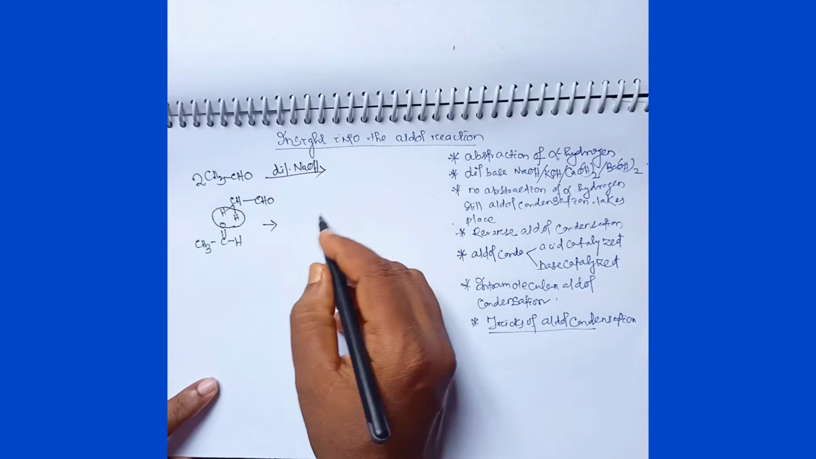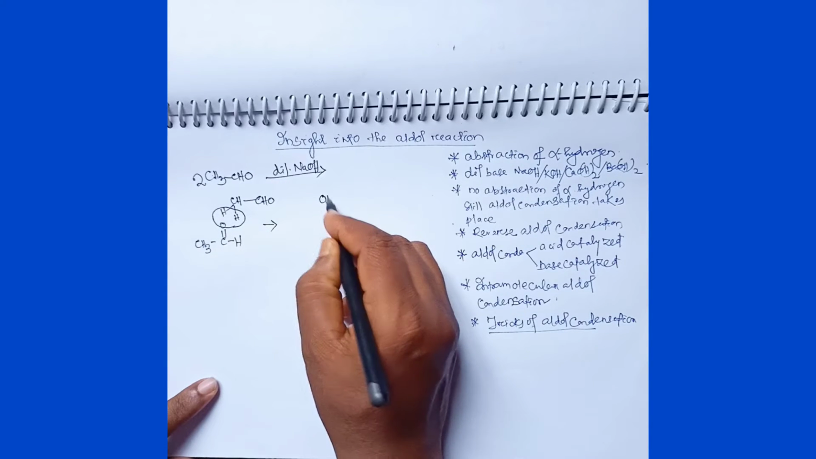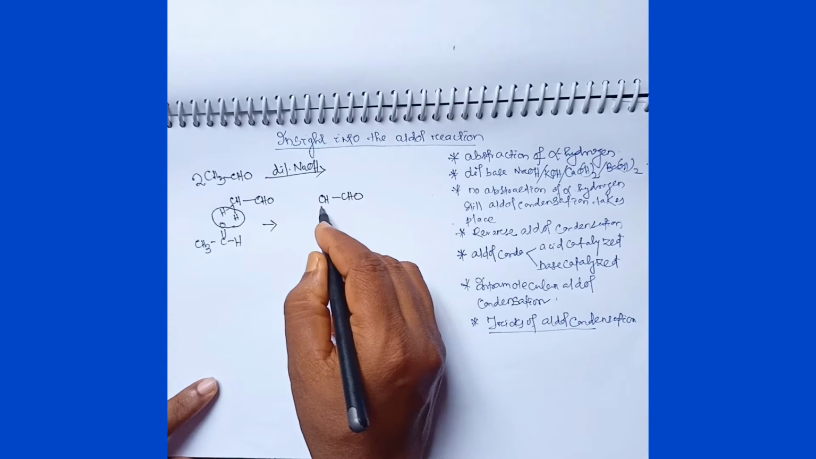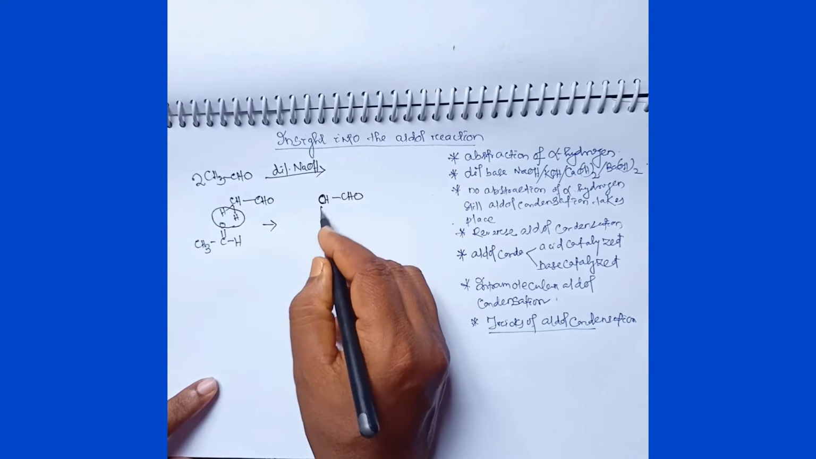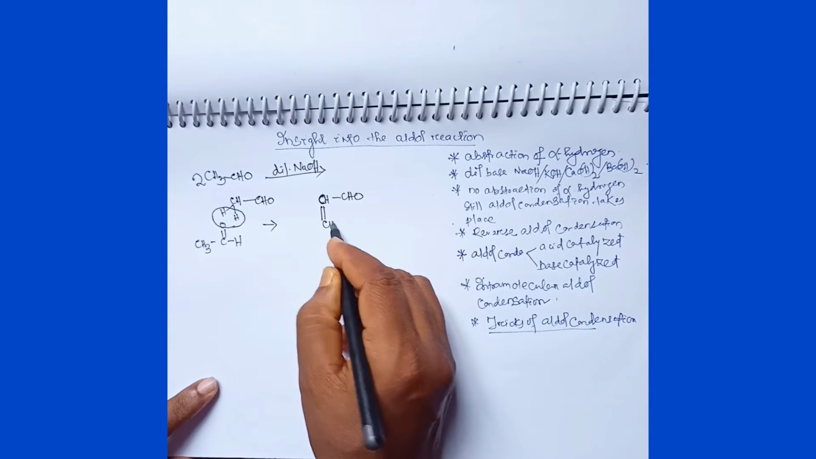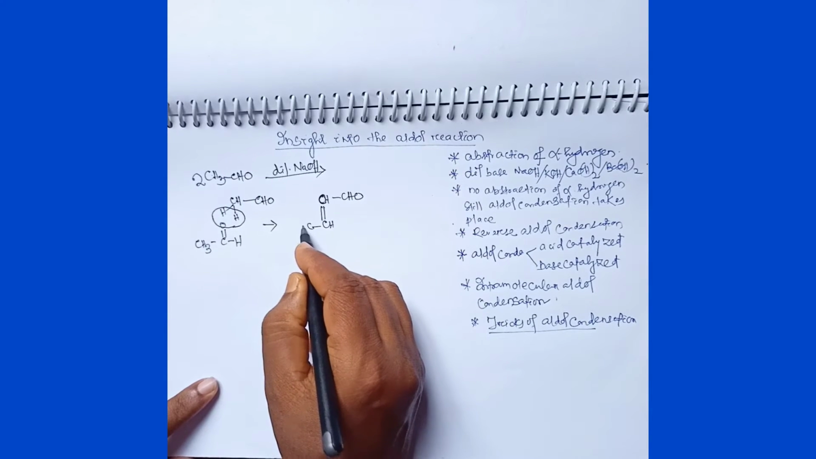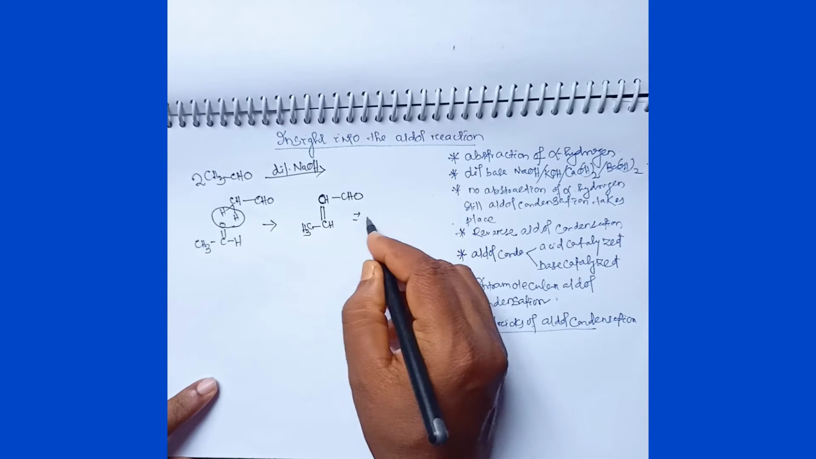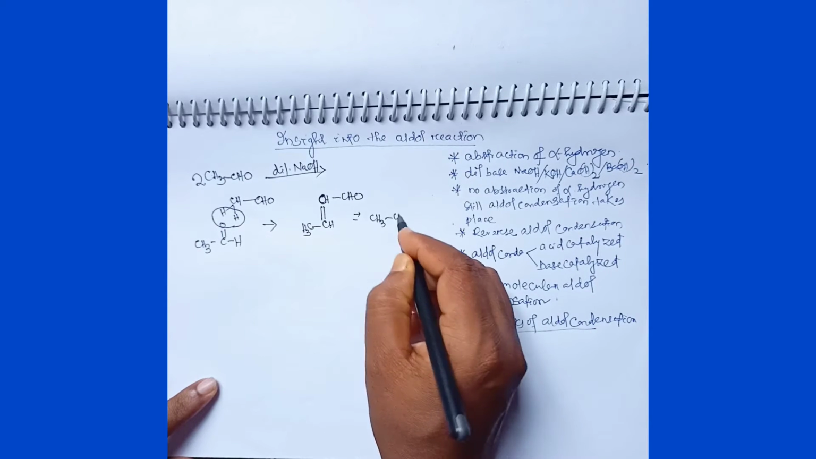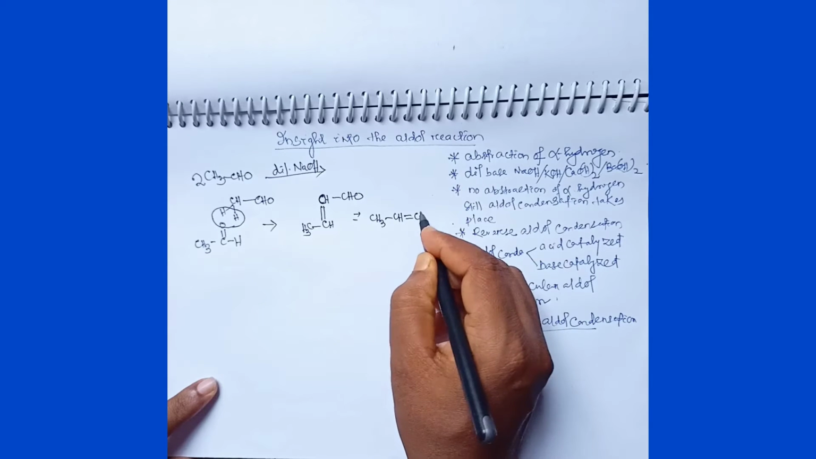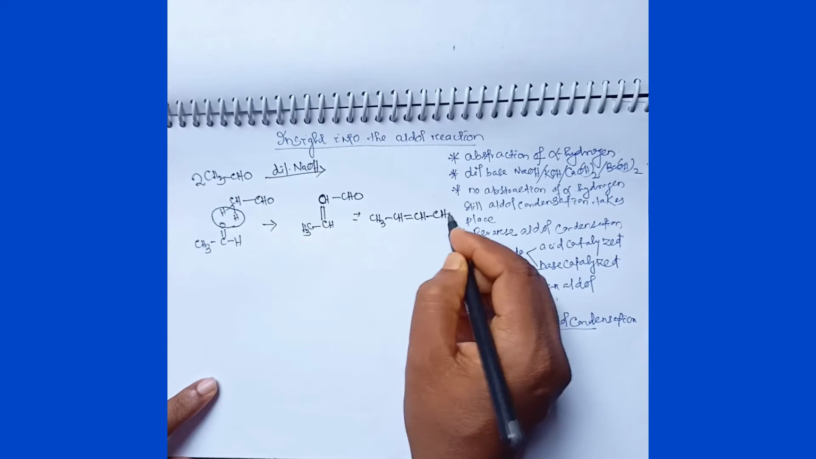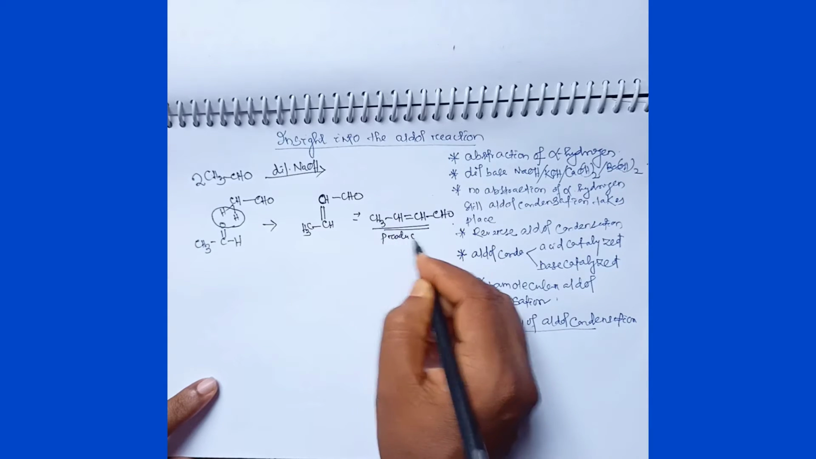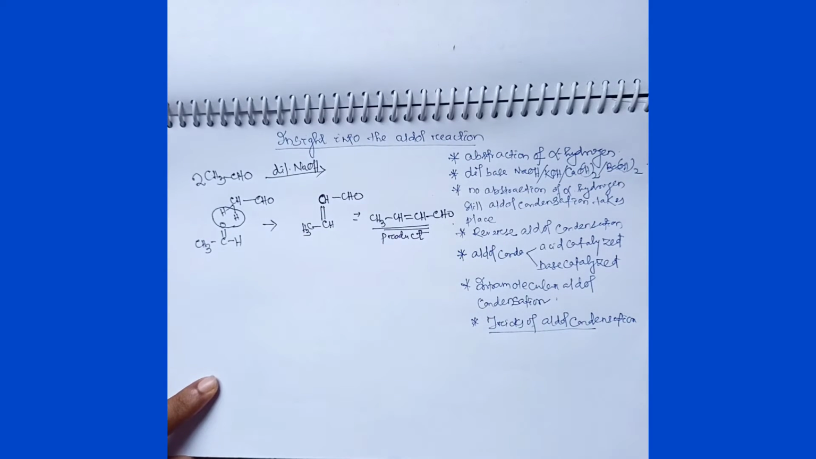So, the product will be CHO, here one double bond, CH3. So, the molecule will be CH3CH=CHCHO. This is the product of this reaction. Okay.